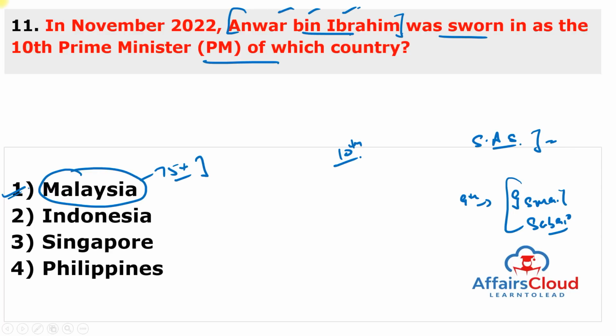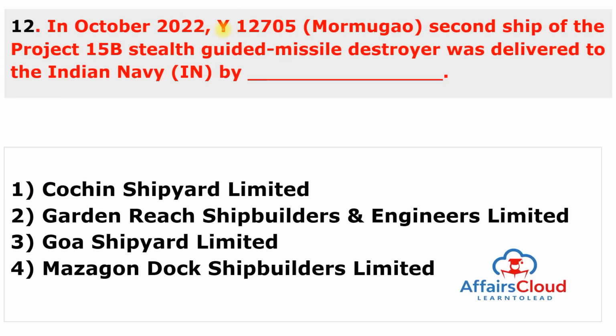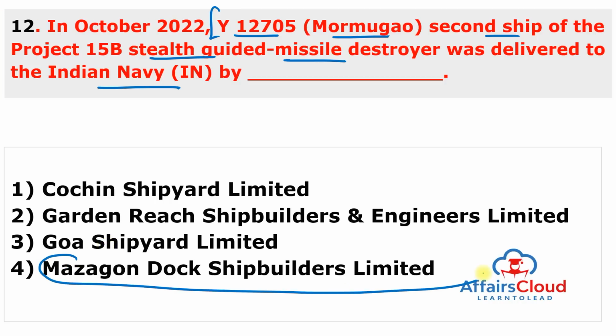Next question is, in October 2022, Y-12705 Marmagao, second ship of the Project 15B stealth guided missile destroyer, was delivered to the Indian Navy by which company? And this company is Mazagon Dock Shipbuilders Limited. So, answer of this question is 4.